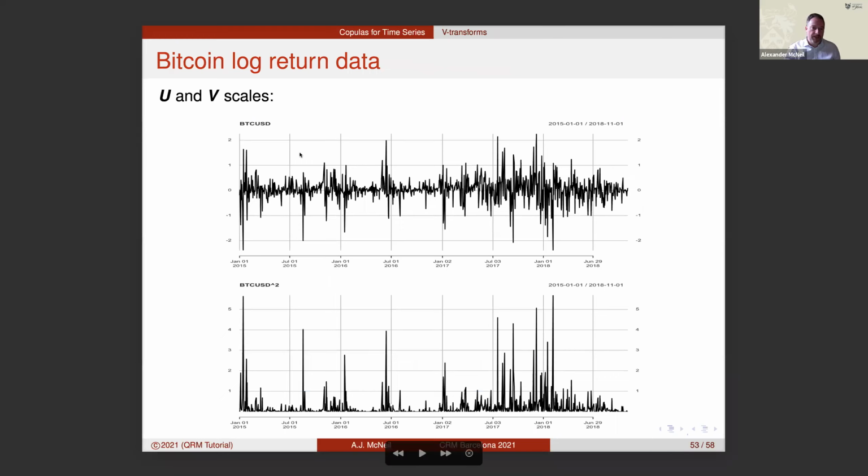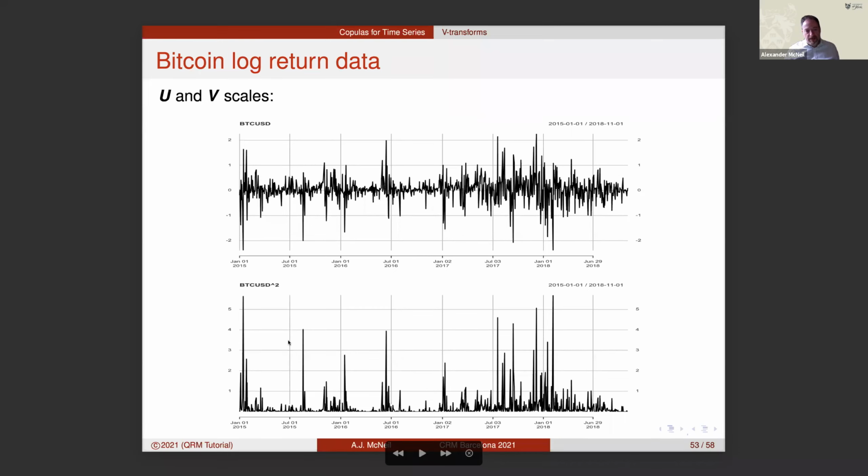So my final example is going to be Bitcoin again, just because cryptocurrency is flavor of the month. So I'm going to talk about something called the U and the V scales. So the U scale is the scale of the original data. So what you're looking at here, Bitcoin, you're looking at the time series. And on the original scale, I call that the U scale because I could look at a copula process for those data. I could try and find a marginal distribution for those data and a copula process for those data.